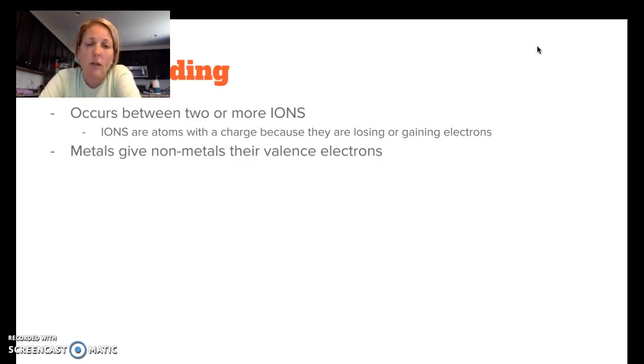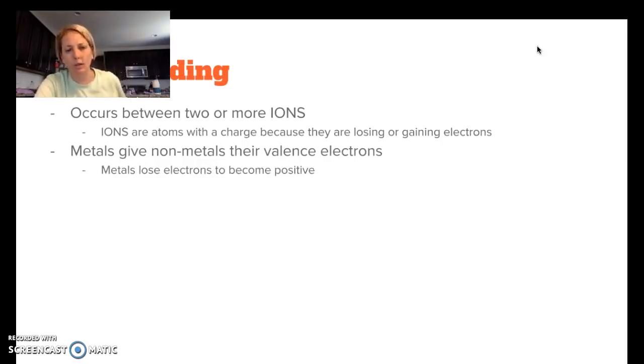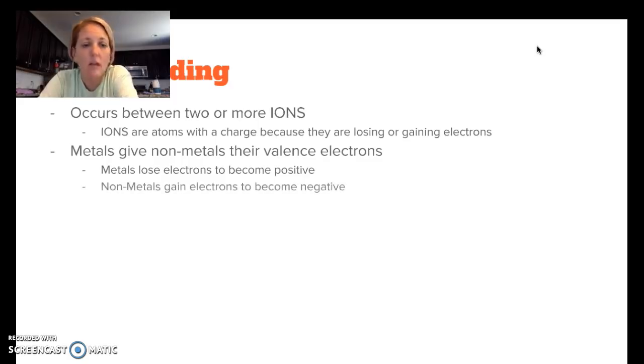Ionic bonding occurs when metals give their nonmetal friends their valence electrons. The elements on the left-hand side of the periodic table are going to give up electrons to elements on the right-hand side of the periodic table. And remember, our rule is 8. Metals are going to lose electrons. Those elements on the left are looking to get rid of or lose electrons. They'll become more positive because they're giving away some of their negativity. Nonmetals gain electrons, they become more negative. Why are they becoming negative? Because they are getting negative particles from those metals.